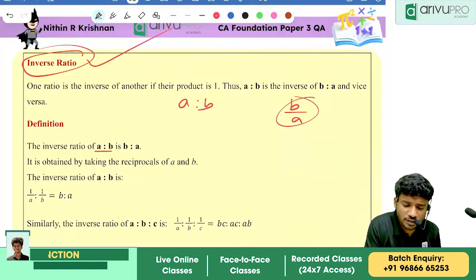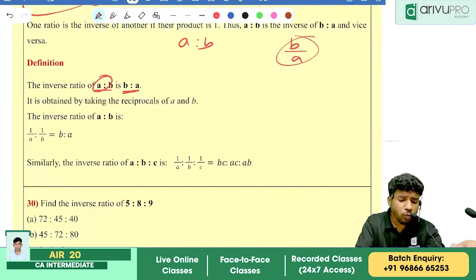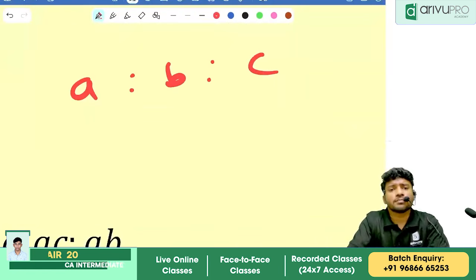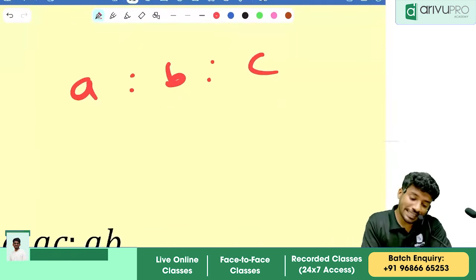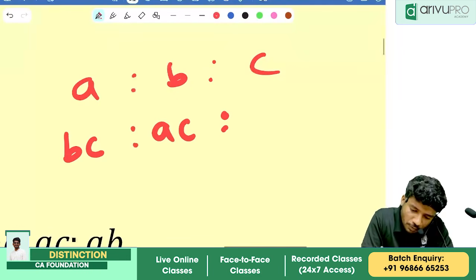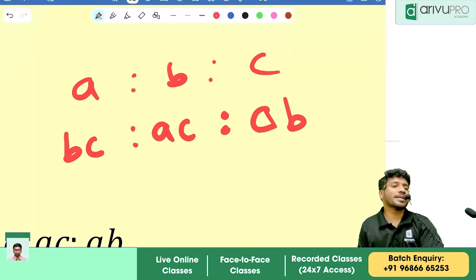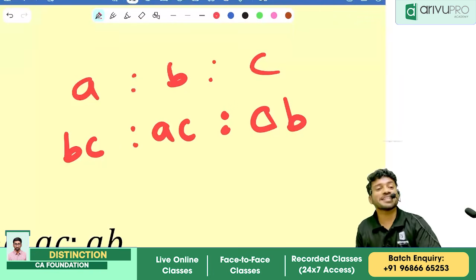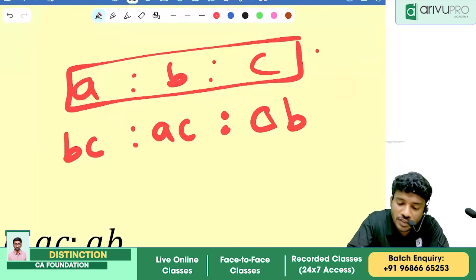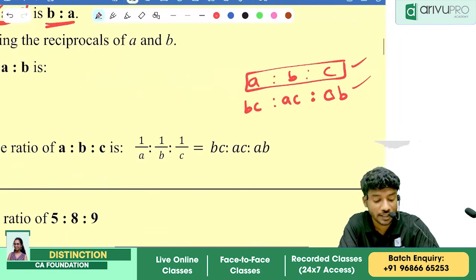The inverse of A is to B can be written as B is to A. But what is the inverse of A is to B is to C? There is a shortcut way. It is nothing but BC is to AC is to AB. That is the inverse of A is to B is to C. That might be required. They have asked multiple questions in previous years based on that.